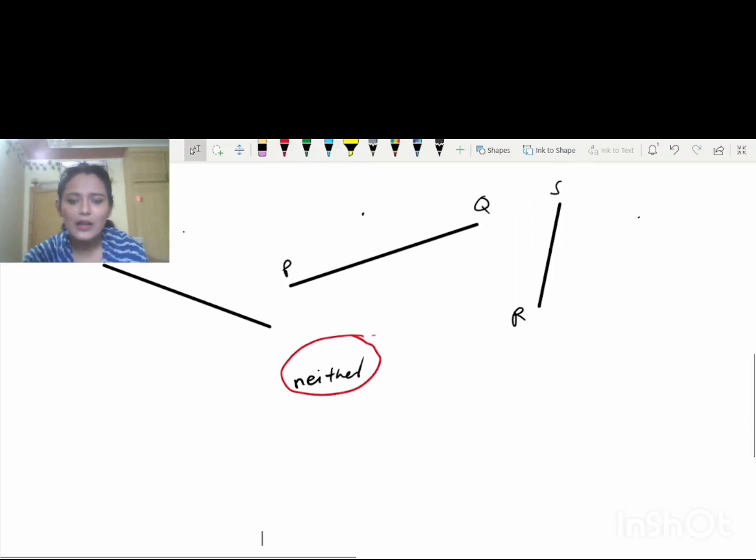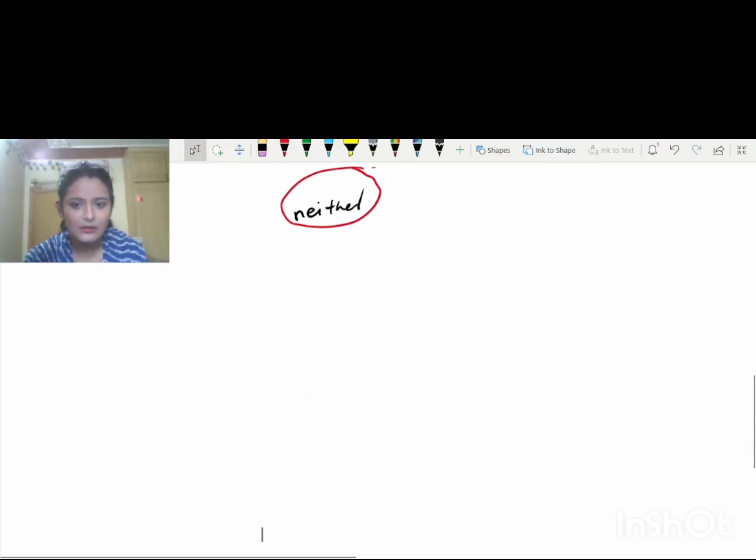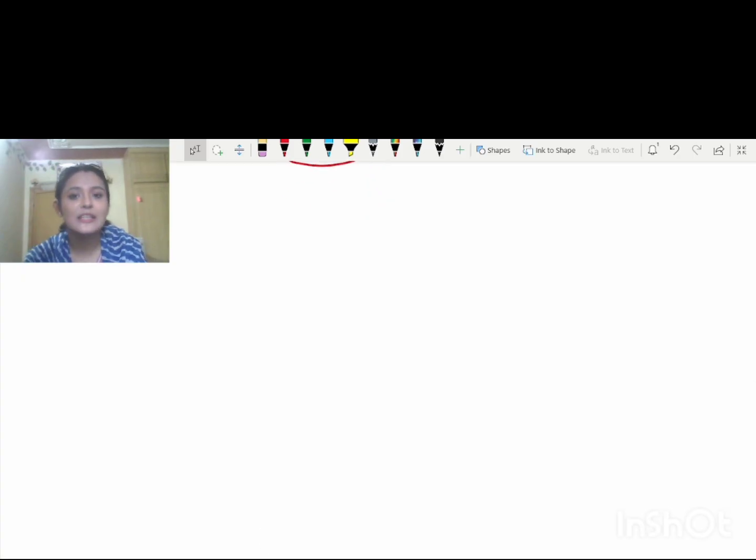Now I'm gonna tell you whether the lines are parallel, perpendicular, or neither, in terms of slopes. Very important topic, very interesting it's gonna be. Let's give it a try. I'll also give you questions for practice at the end. So we need to tell by using slopes if the lines are parallel, perpendicular, or neither. How can we do this?